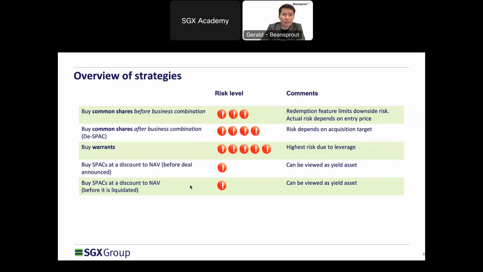Okay, so effectively, if I were to buy some of these SPACs at a discount to NAV before the deal is announced or before it is liquidated, then I can also see some of these SPACs as a potential yield instrument, given that I have the opportunity to redeem it at the NAV if it is liquidated. Okay, so that is another potential strategy to be thinking of.